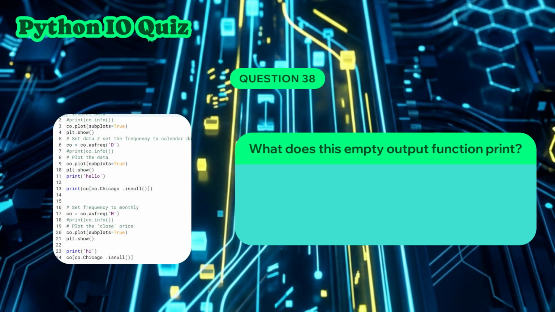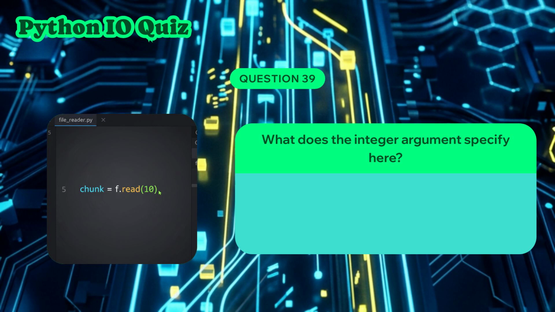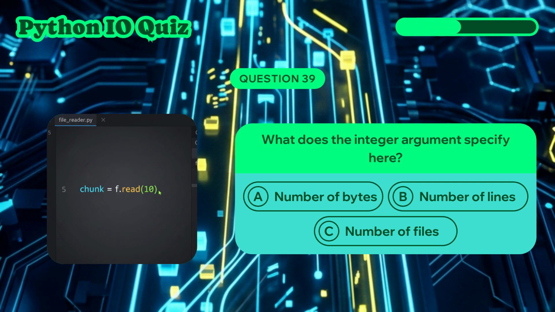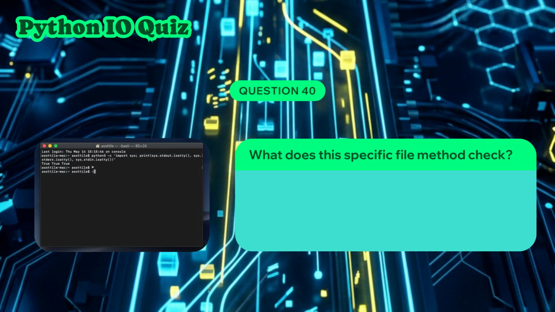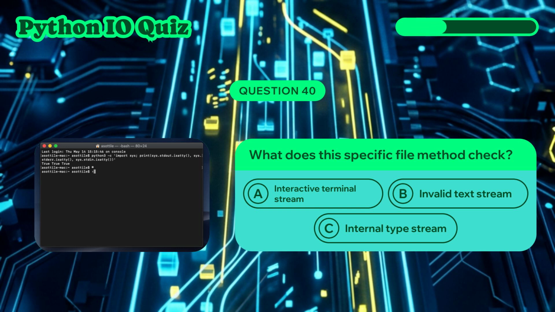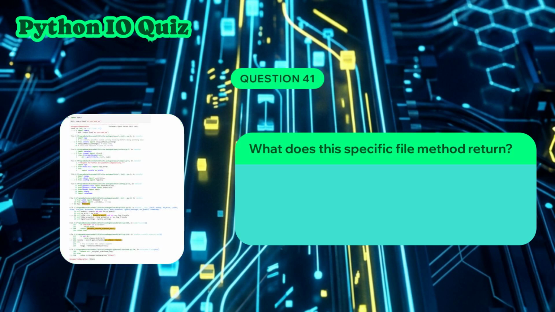What does this empty output function print? What does the integer argument specify here? What does this specific file method check? What does this specific file method return?